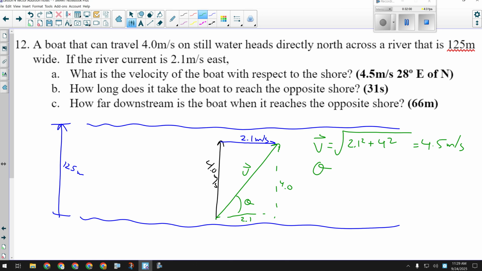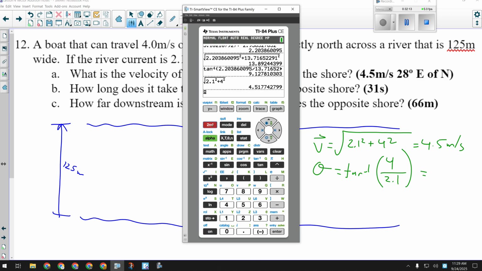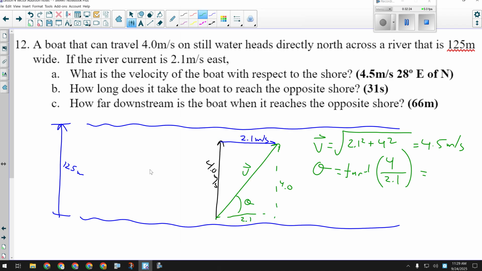I also need the angle measured from this shore. So inverse tangent, making the opposite side 4 and the adjacent side 2.1, gets me the angle I'm actually looking for directly. So inverse tangent of 4 divided by 2.1 is going to give me 62.3 degrees, and that will be two significant digits, 62 degrees.